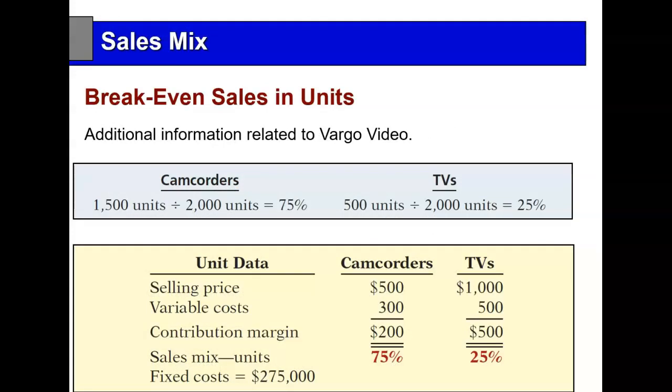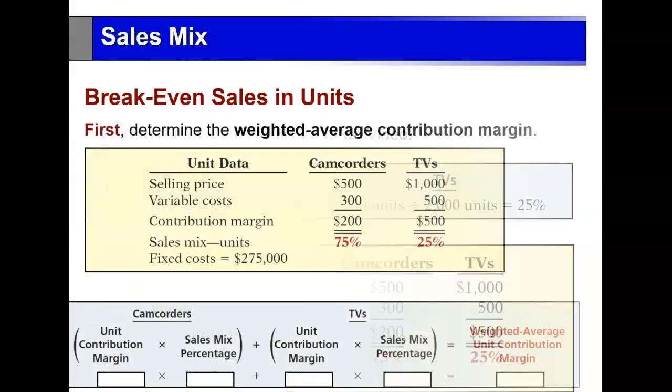So we have this information with regards to Vargo. We know the sales mix is 75-25. We know the selling price of a camcorder is $500, the variable cost is $300, and the contribution margin is $200. Televisions have a selling price of $1,000, variable cost of $500, and a contribution margin for each unit of $500. Now that's the variable cost we've covered. Now the fixed costs, you see, are common to both. Fixed costs are cost of capacity. That is the rent and the electricity and utilities. All of that supports both products. So the fixed cost can't be divided between camcorders and television. They support both.